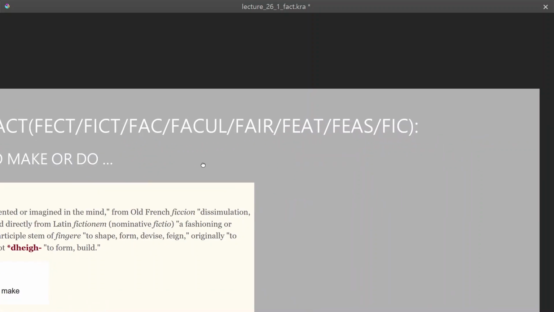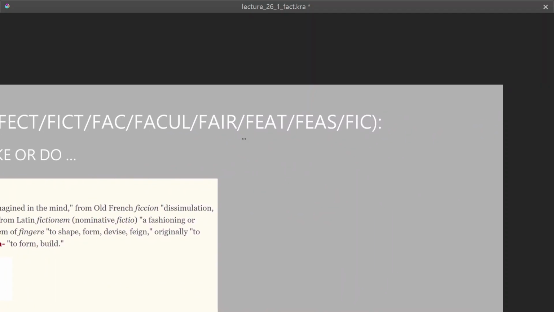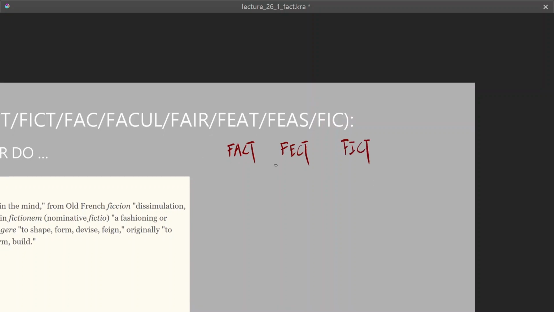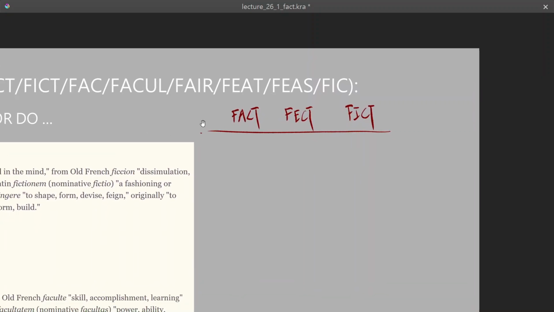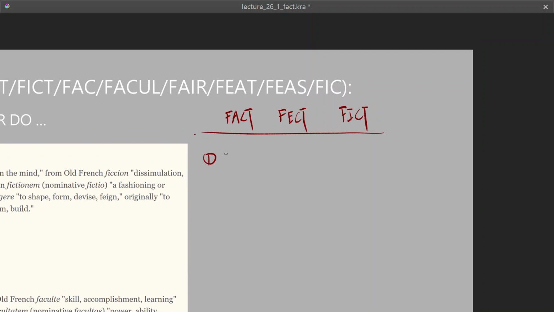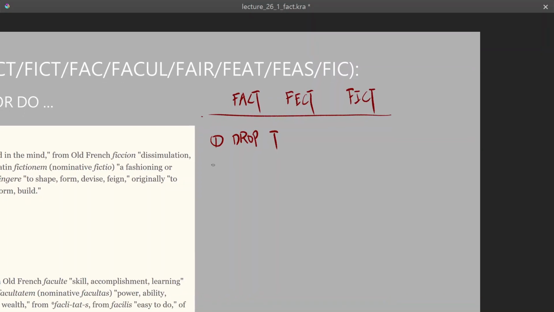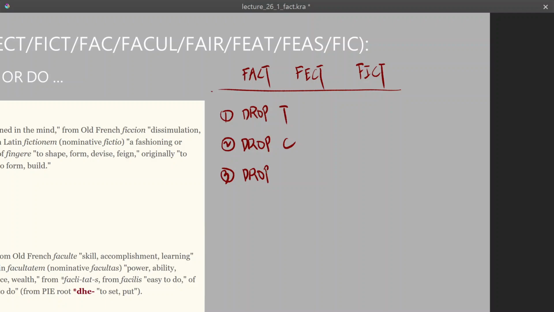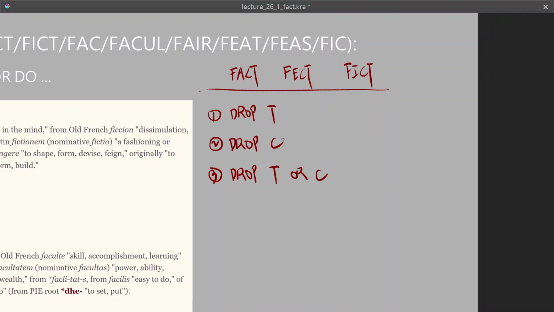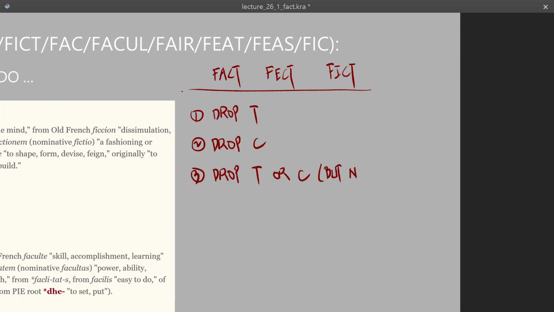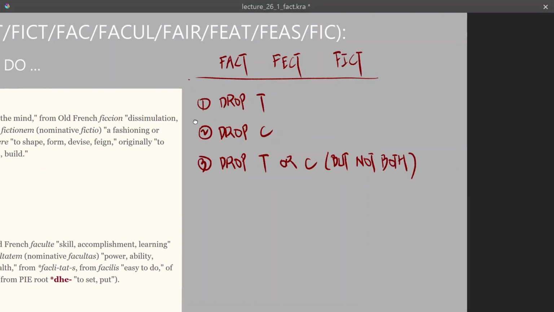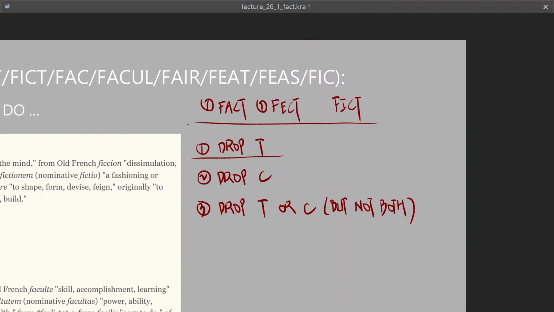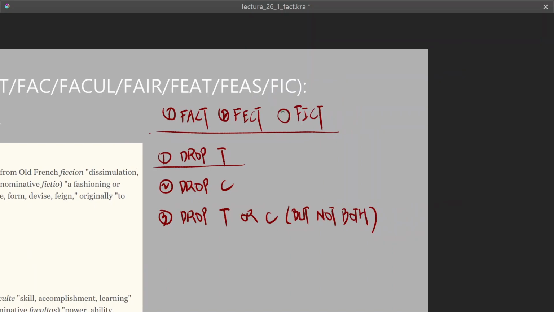Alright, so the first step is, just remember, we have fact and fict. That's all you need to know. And the mnemonic device I use will be: the first step will be drop T, the second would be drop C, the third would be drop T or C, but not both. All right, so what about drop T? Drop T for fact, drop C for fact, drop T or C, and then both for fact.